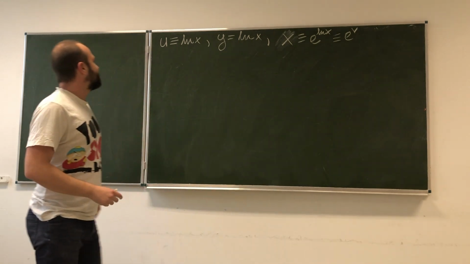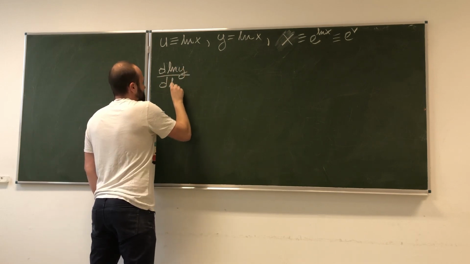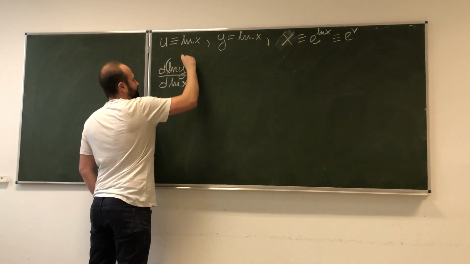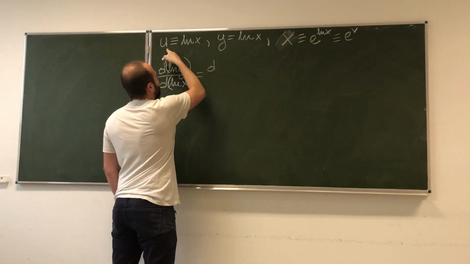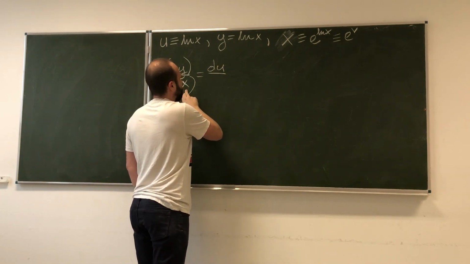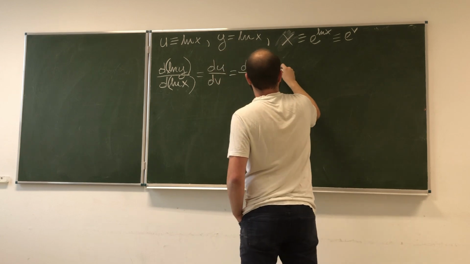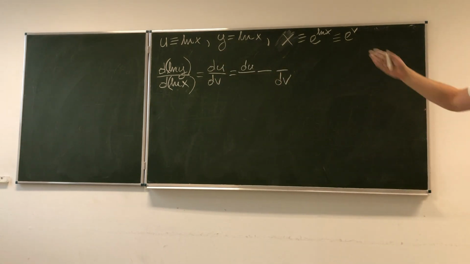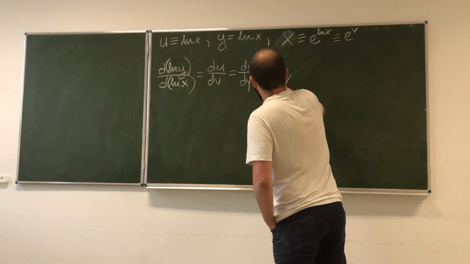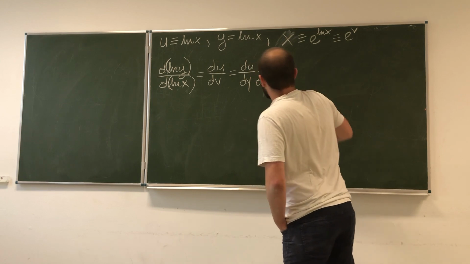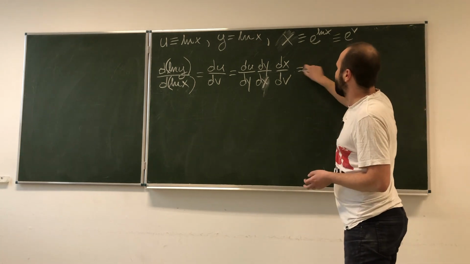Okay, so what I'm going to do now is calculate the derivative of ln y with respect to ln x. So, what am I getting? So, in other words, I can write it as du over dv, right? Now, I can multiply this by 1. For example, my 1 will be dy divided by dy, and the second one, dx divided by dx. Look, those cancel each other out. This must be true.